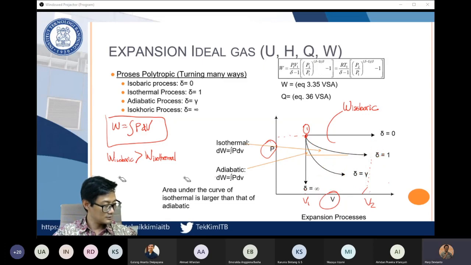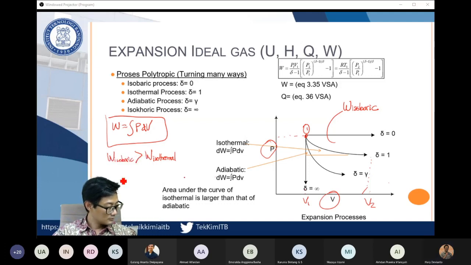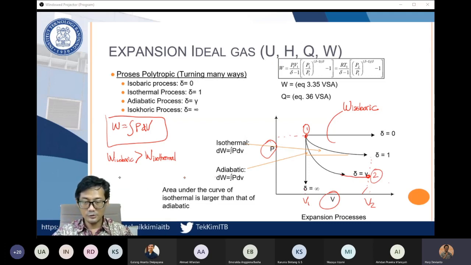I will remove this one. The last one is for adiabatic. If you want to compare, it should be apple to apple. So number 2 should be somewhere here. I will extrapolate this curve and reach this point. And what would be the area?